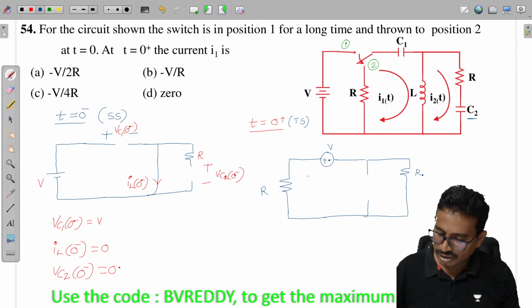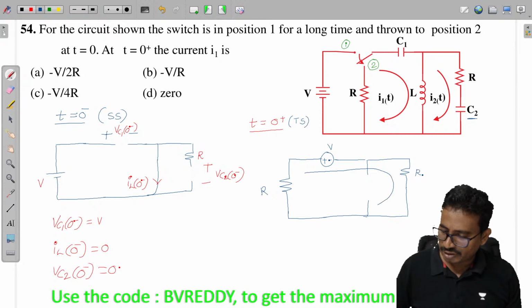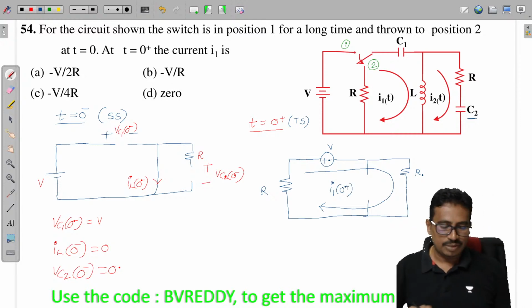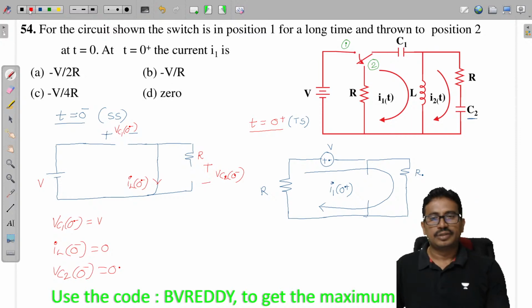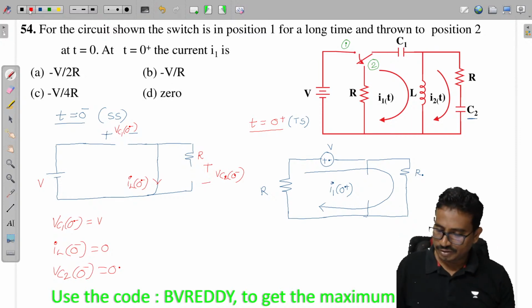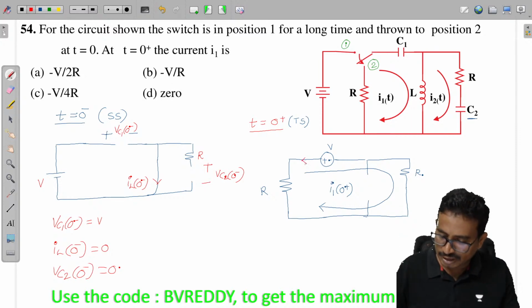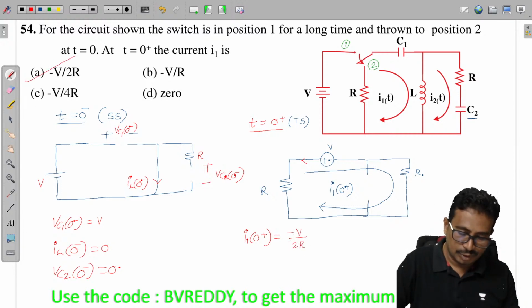Now they have given this loop current as I1. If you see carefully, in the two loops only one current will flow. This current is I1 of 0 plus, tell me. In both the loops the same current will flow, isn't it? This is the current, and this is the current direction. So what we can say now, I1 of 0 plus is nothing but minus V by 2R. So option A.